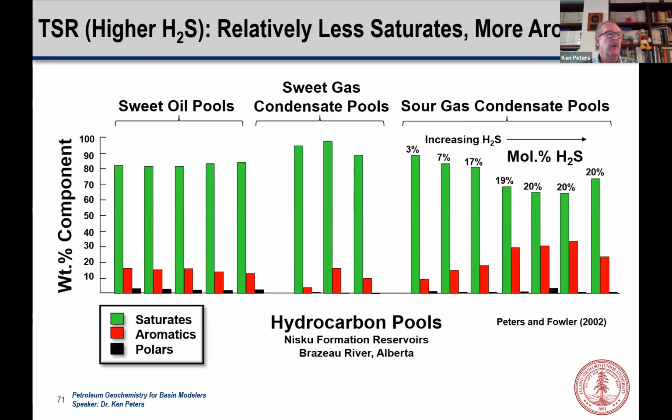So here are some examples from a paper I wrote with Martin Fowler years ago from some of the sour gas pools in the Nisku Formation in Alberta. For the sweet oil pools, you can see not much going on in terms of saturates, polars, and aromatics, but when you get to the sour gas condensate pools, you're concentrating the aromatics, and the amount of H2S, mole percent H2S, goes up to very high values. Okay, so you're doing this sulfate reduction, and you're forming H2S as a byproduct.